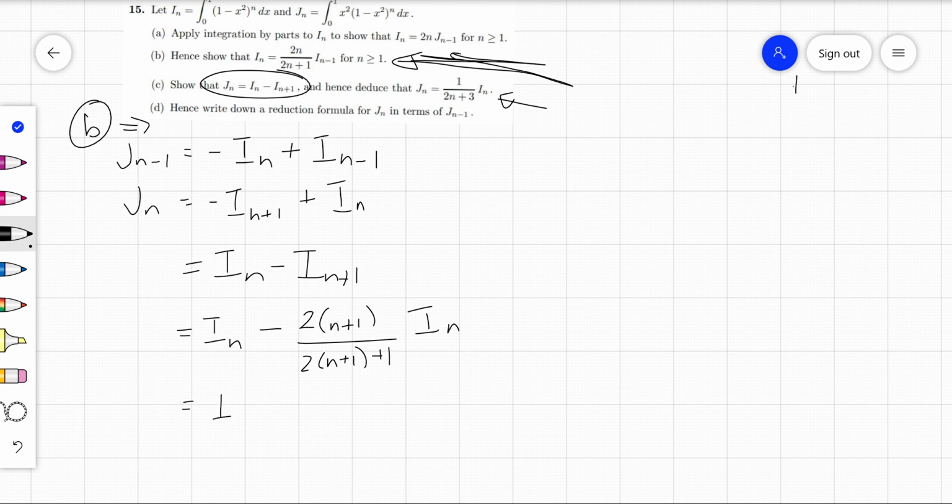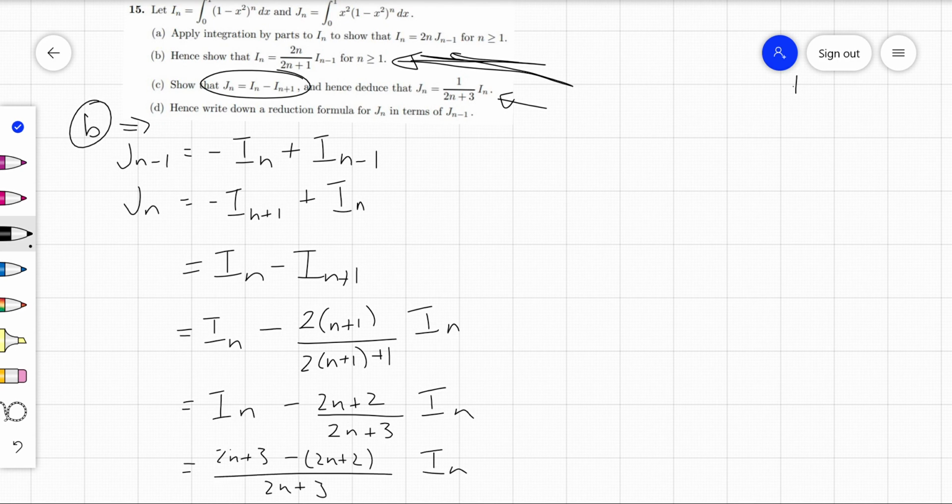So we've got In here, and then we've got minus 2n plus 2 on 2n plus 3 In's. If we think about that, it's a 2n plus 3 on 2n plus 3 minus a 2n plus 2 on 2n plus 3, lots of In's. So therefore Jn equals, so 2n minus 2n disappears, 3 minus 2 is 1 on 2n plus 3 In's, which is what we wanted there, so that's C.